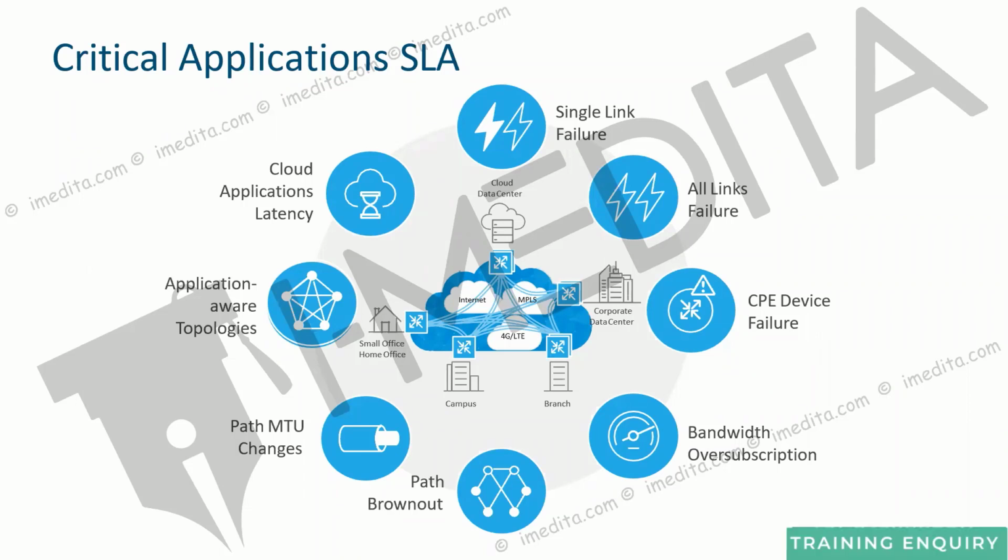How are you going to deal if one of the links goes down, or if all the links go down? Single link failure, how are you going to deal with that? How are you going to deal with all link failure? And what will happen if the customer premises equipment, the CPE device, fails to work?